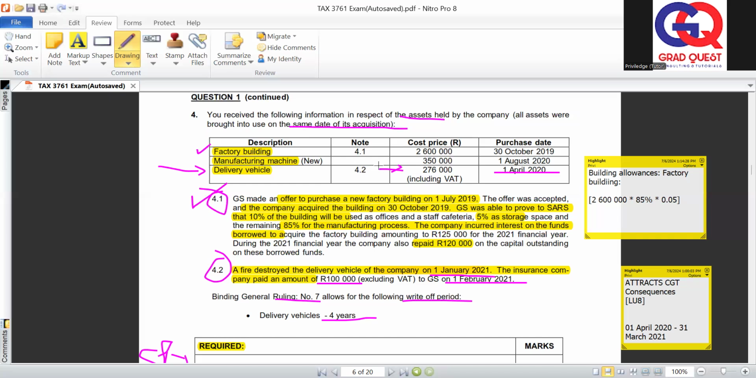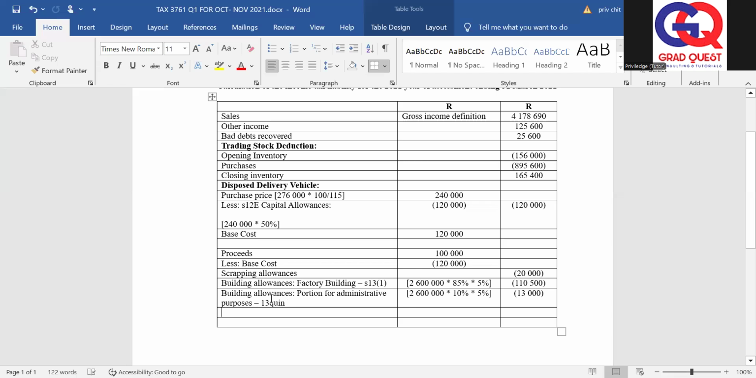Now, with the manufacturing machine, notice there was no note that we needed to read through. But one thing for sure, the manufacturing machine was acquired for 350,000 on the 1st of August 2020, which appears within the current year of assessment, which is the 2021 year of assessment for this entity. So it follows this machine was bought in the current year of assessment in this question. So it qualifies for the taxpayer to claim the capital allowances in terms of section 12E of the Income Tax Act. So we're going to say manufacturing machine capital allowances, and the applicable act is section 12E.